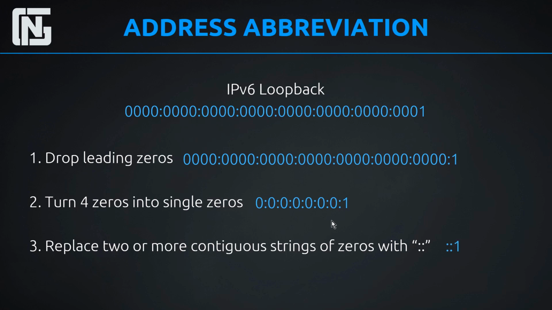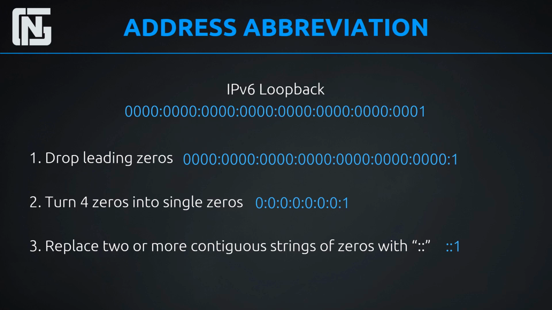Now we don't have to go through each individual step. We can just drop leading zeros and then say, oh, we can replace 2 or more contiguous strings. Here we have all these contiguous strings. We can replace all that with 2 colons, and we replace the last one with just the 1, right? Because we get rid of the leading zeros there, giving us just ::1. So that's how we get the wonderful IPv6 loopback address of ::1, which is only a single address, whereas in IP version 4 we had a whole entire class A range for loopback, which was crazy. But now in IP version 6 it's just a single address for loopback.